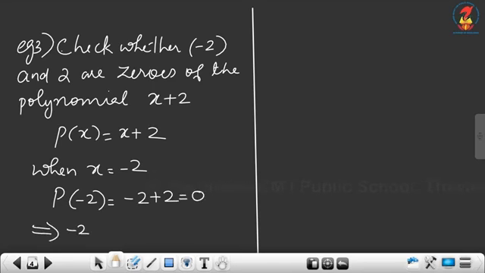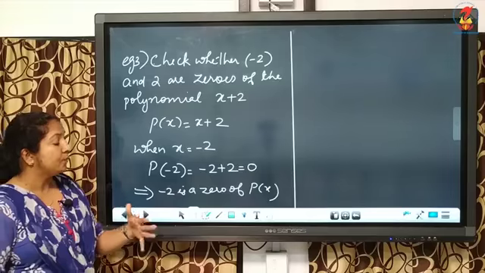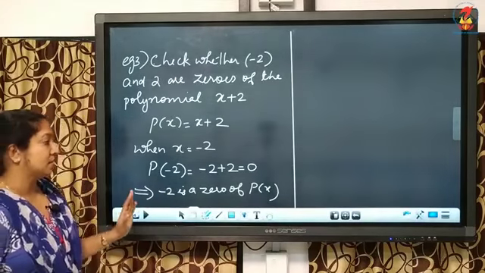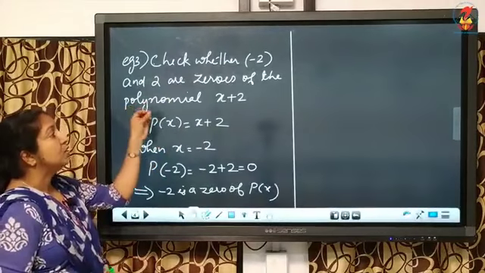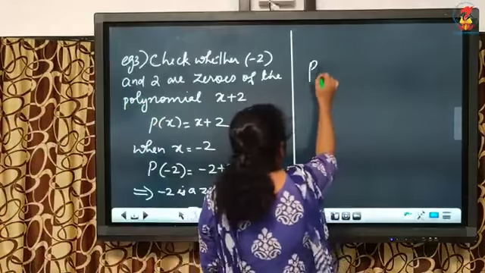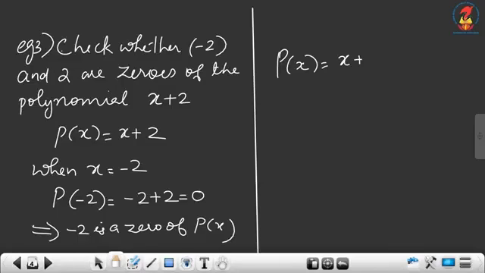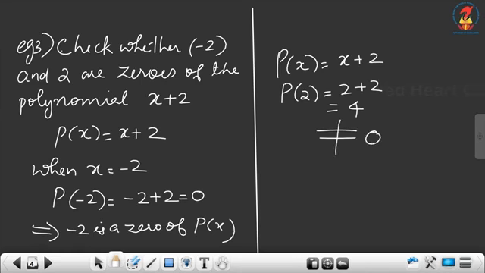This implies that minus 2 is a 0 of p of x, or minus 2 is a solution of this, or minus 2 is a root of this. Next is 2 is a 0. You have to check whether 2 is a 0 of this. So, p of x is equal to x plus 2. So, what you have to find is p of 2 which is equal to 2 plus 2 which is equal to 4, not equal to 0. So, what we can say is 2 is not a 0 of this polynomial.